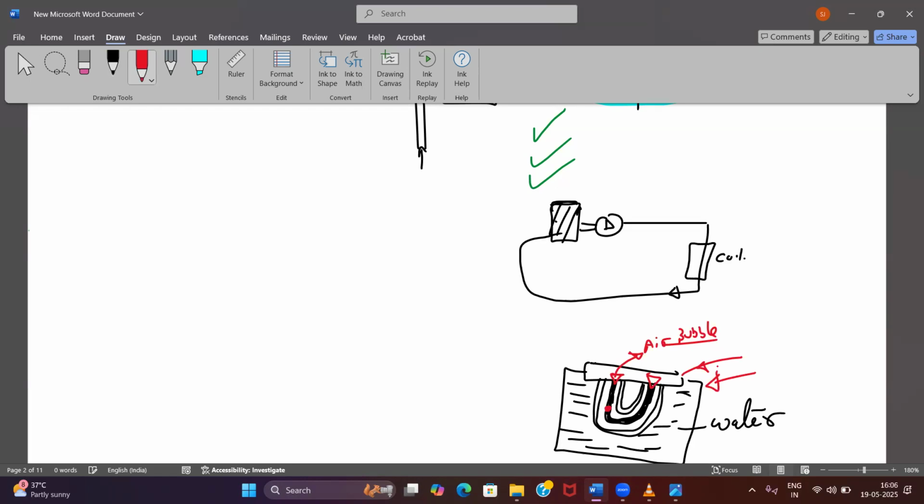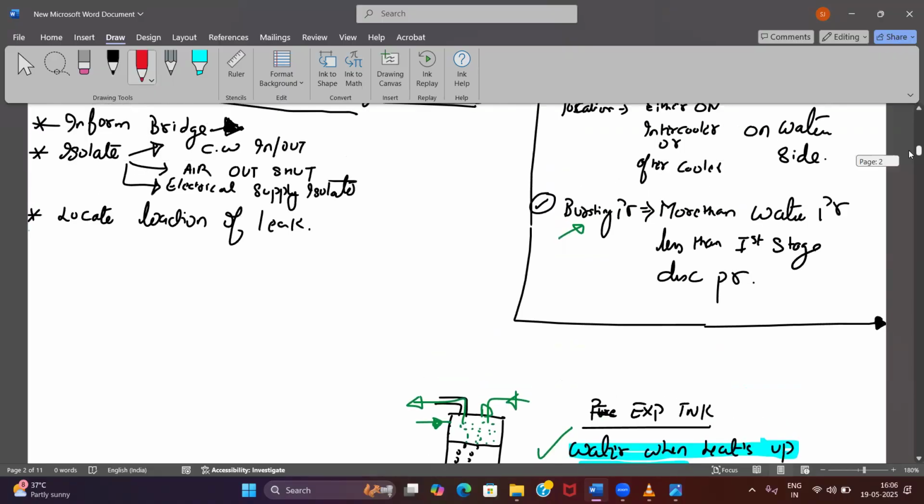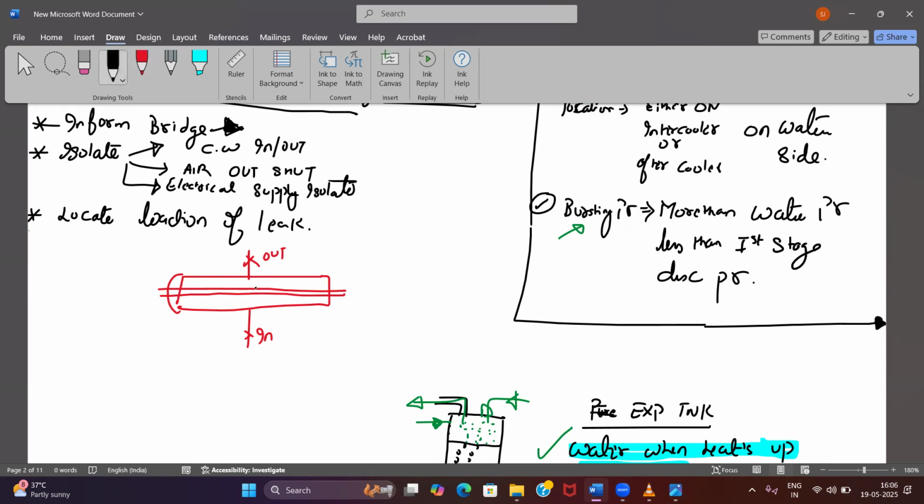But suppose you have a shell and tube type. What do you do? Open the end covers. First of all, obviously the water has to be isolated, which you have already done. This is outlet, closed, inlet, closed. End covers, suppose I have opened them, and suppose this is my air, and this is the point where the leak is.